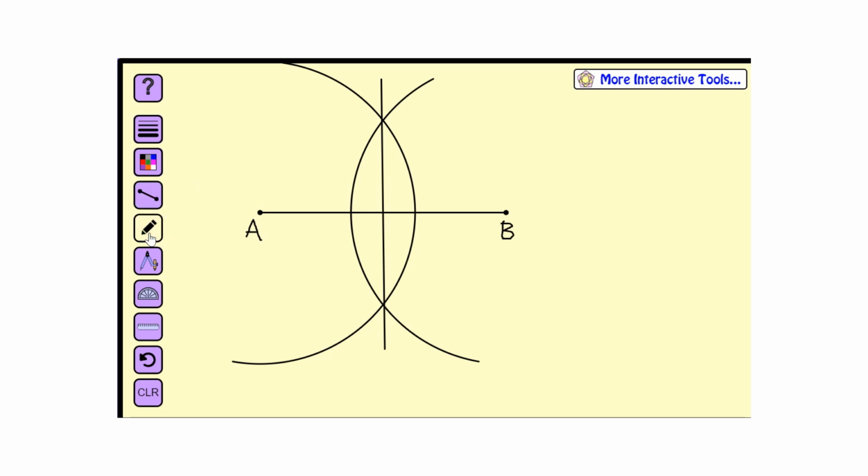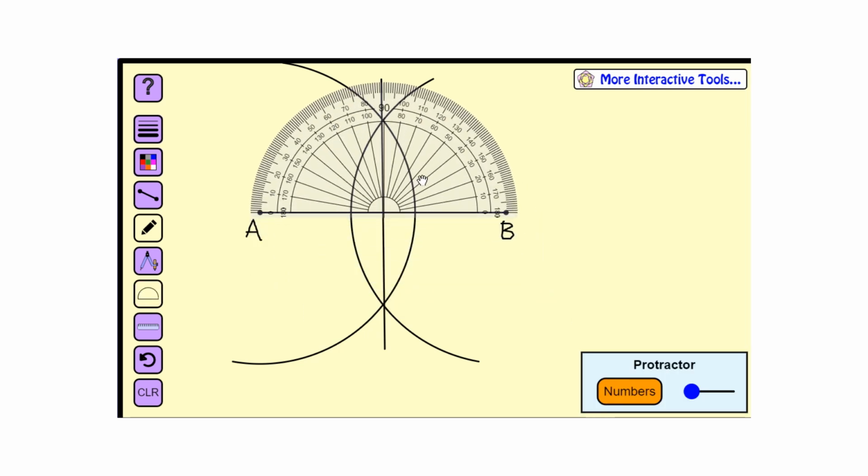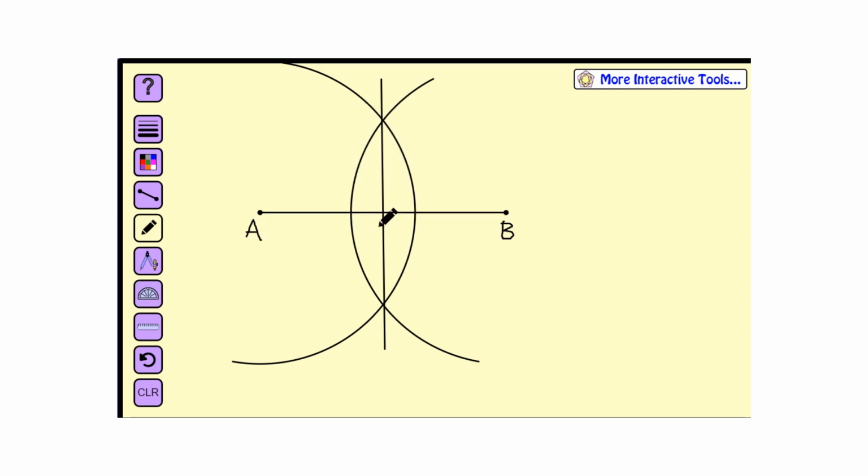Why is it called perpendicular? Because this angle here is 90. Let's try to measure it. Yes, it's 90. So that's the reason why it's called perpendicular, because this angle here is 90.